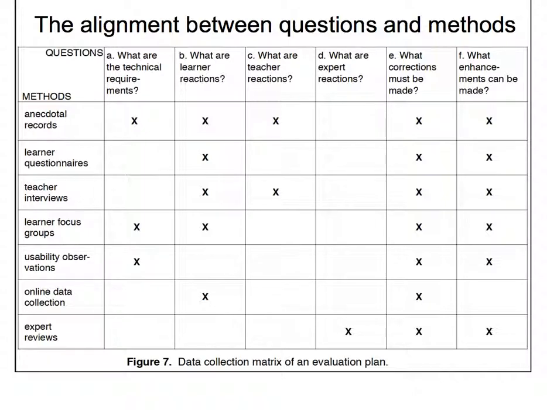It's nice to have multiples, because then you can do this thing called triangulation. Say in question B, you get one result from the anecdotal records and a different result from the learner questionnaires, and so you can try to make sense of why that different result is there. Or if you get confirming results from all of those, as in what are learner reactions, where there are 5 X's, that sort of confirmatory result from each of those different data sources strengthens the power of the data you have to make better decisions.